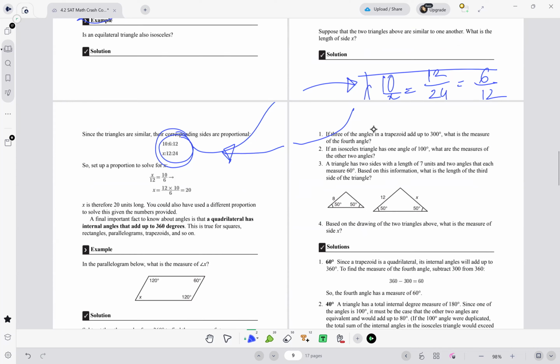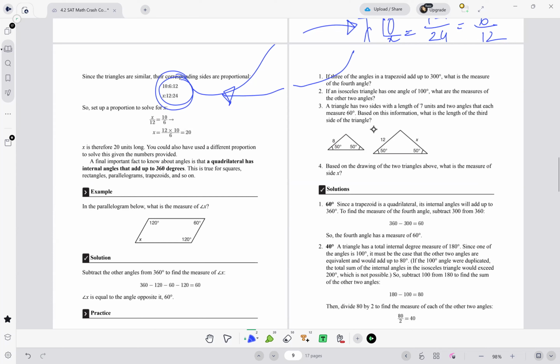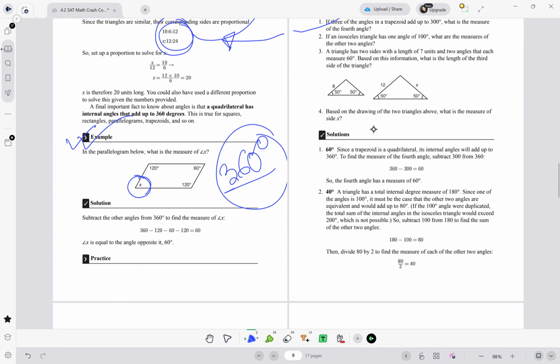A quadrilateral has internal angles that add up to 360 degrees. It means that the total sum of the angles of a quadrilateral is basically 360 degrees. So you can just find out the value of x. This is one of the examples. They're just asking, what is the value of x?